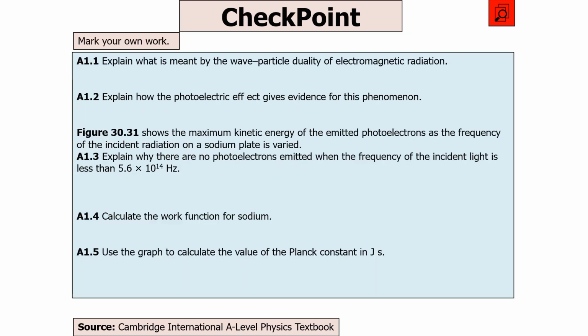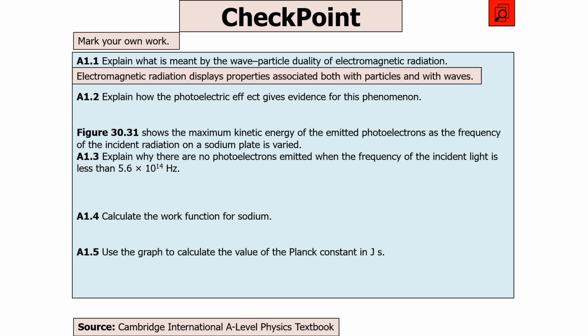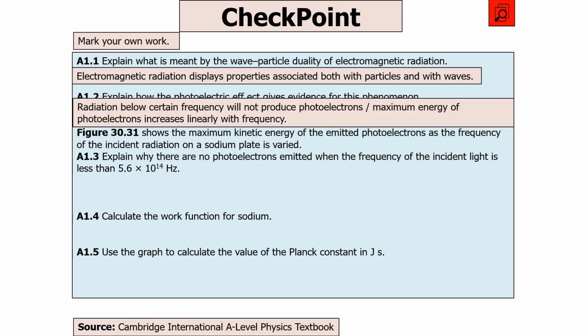Well, the first one is just a definition. The wave-particle duality is the idea that electromagnetic radiation displays both wave-like behaviour and particle-like behaviour. The photoelectric effect indicates that you can only release radiation above a certain frequency, the threshold frequency. At that point, the energy of the photoelectrons will increase with that frequency, indicating that they are receiving the energy in a particular packet, which is a photon, which is when they're exhibiting particle behaviour.